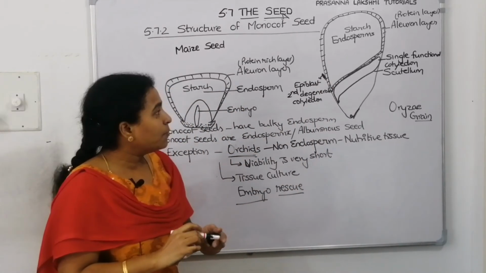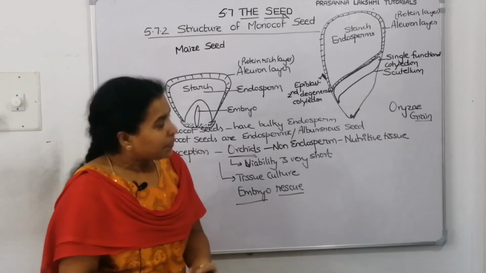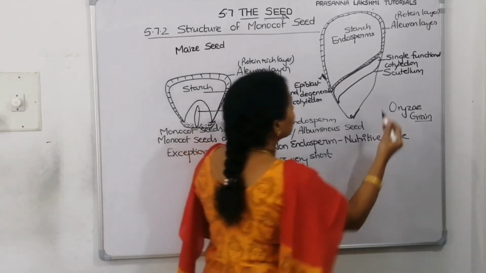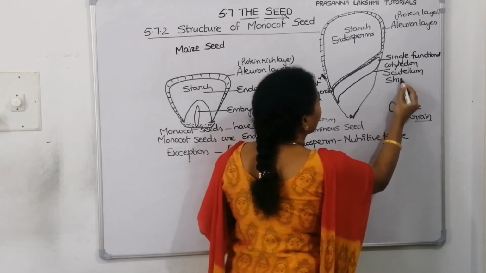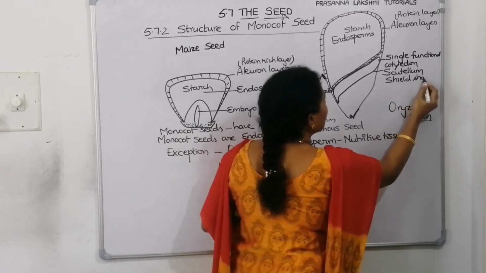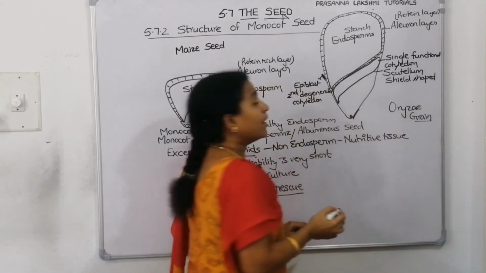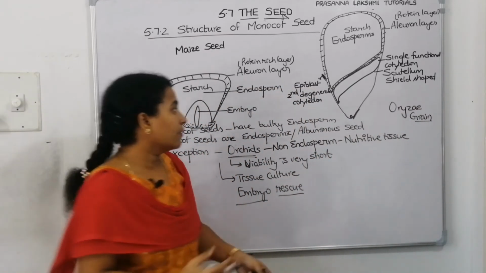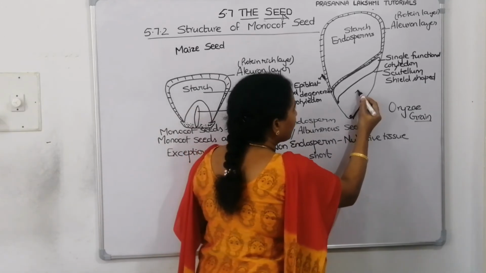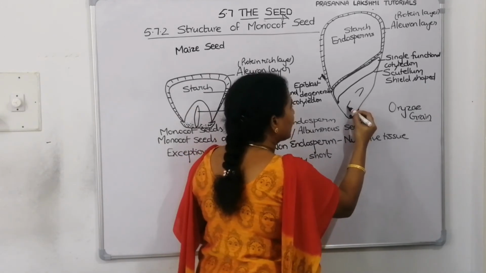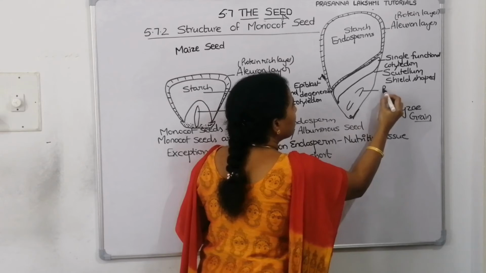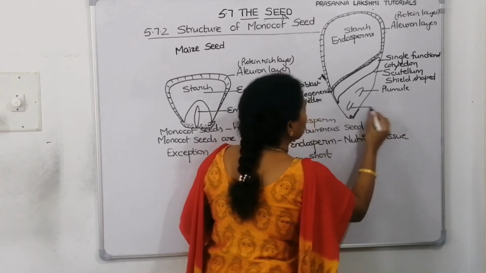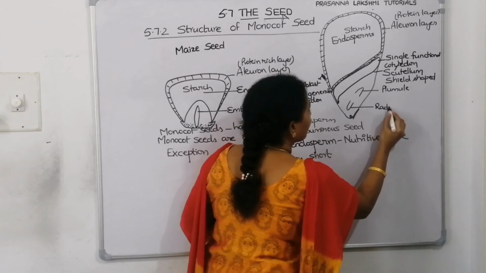Only one cotyledon will be there, and that cotyledon is the functional cotyledon. Which shape is it? It is shield shaped. Now where is the embryo, children? The embryo here is at the corner, right? So here is the embryonic axis. So this is a plumule and this is a radicle.